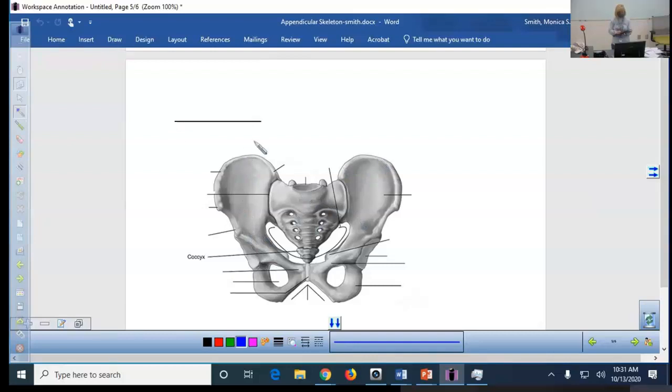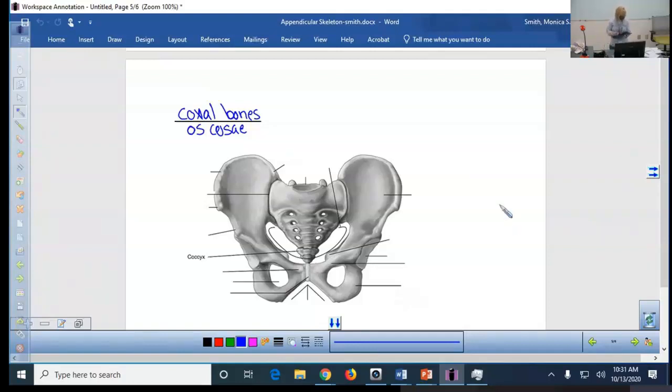Hopefully you know that right there is the sacrum. So these are coxal bones, with the sacrum in between. So technically you're looking at the pelvis. Or you could have the Latin, which is os coxa, whichever you prefer. Most of you are going to prefer coxal bone, right?